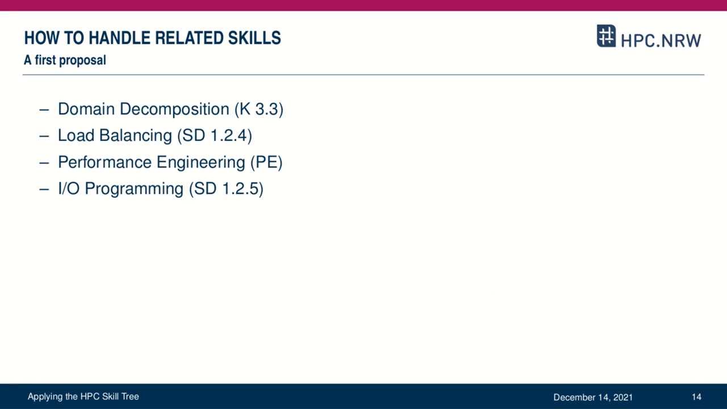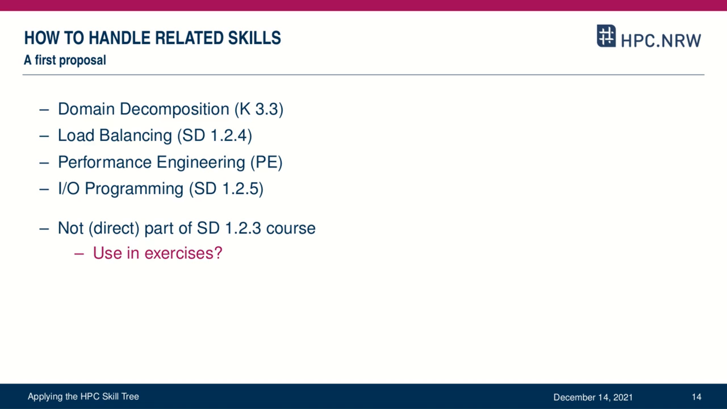So the question that arose is what to do with related skills. We have domain decomposition, which is K3.3. We have load balancing, which is also in the software development part, but it's a different skill. We have performance engineering, which is a completely different branch, and we have I/O programming, talking about MPI/I/O. Where should that kind of reside? Because it's not a classic message passing part, but it's part of MPI. So that is something where I would really like the input from the community on where your stance is here.